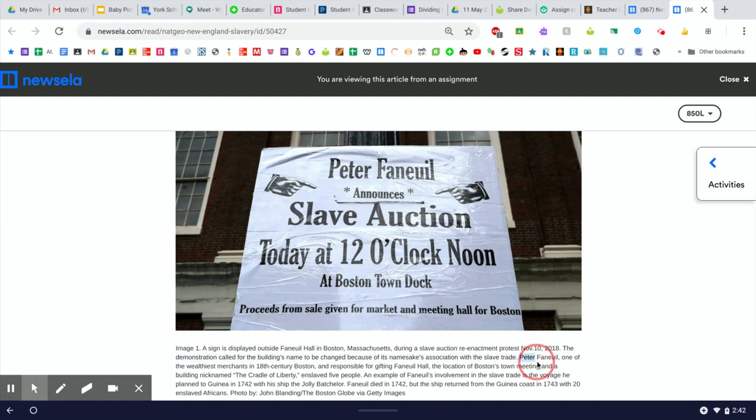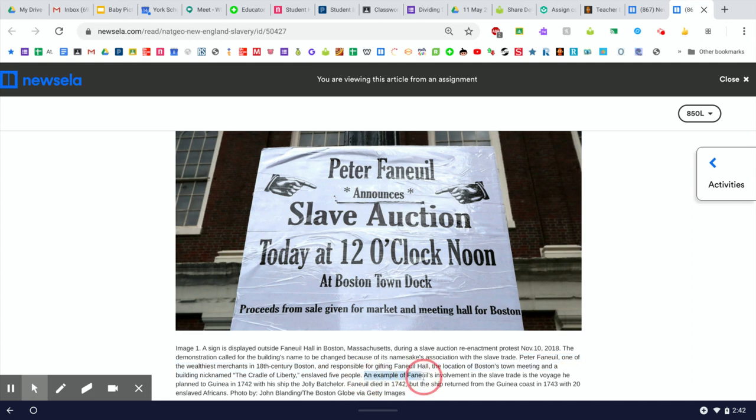Peter Faneuil, it says, one of the wealthiest merchants in 18th century Boston, remember the 18th century is the 1700s, and responsible for gifting Faneuil Hall, it means he gave Faneuil Hall to the city of Boston, the location of Boston's town meeting in a building nicknamed the Cradle of Liberty, enslaved 5 people. So let me take out the middle part of that sentence. Peter Faneuil, it says, enslaved 5 people.